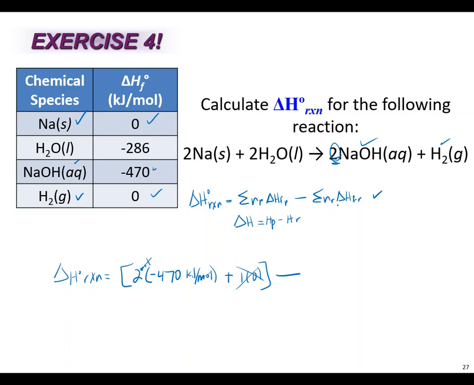Minus, over here, starting with the reactant sodium. Once again, it's 2 moles times 0, but that's redundant. You don't really have to write that in there. And then 2 times the water. I guess I should stick with the parenthesis notation. 2 times my water, which is negative 286.